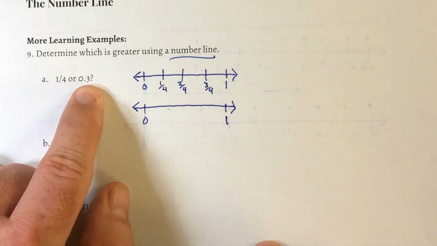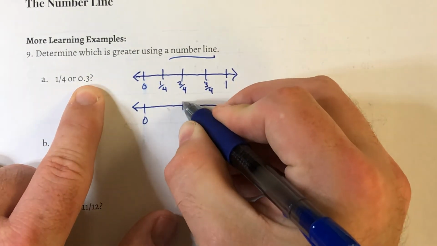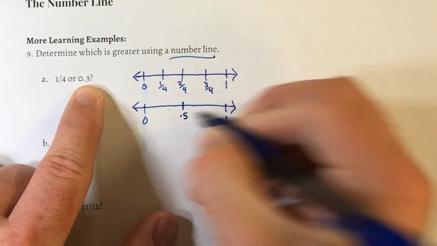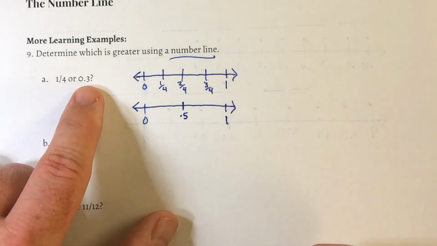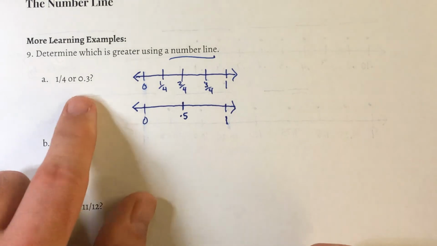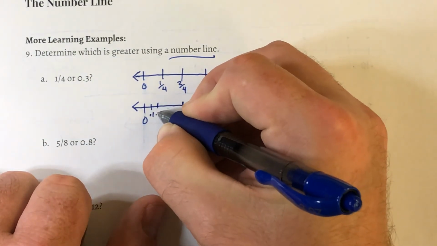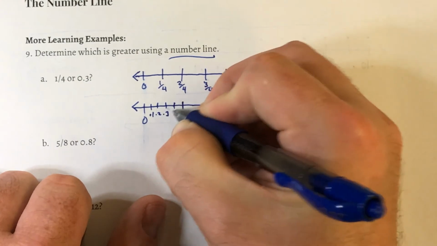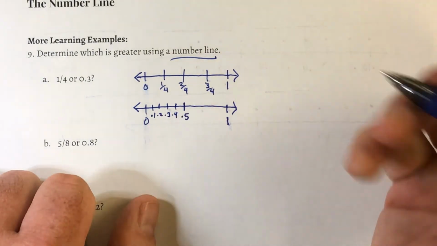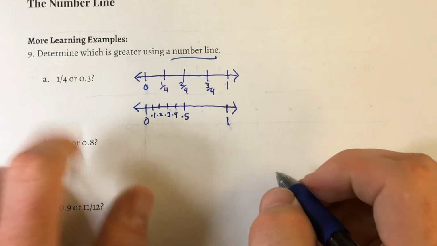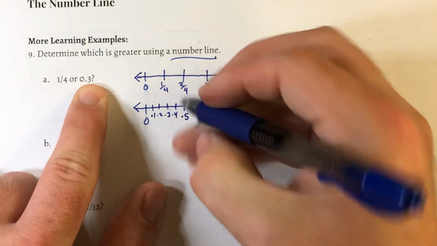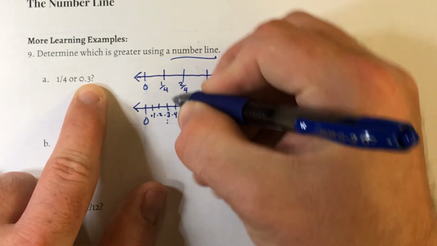Next, 3/10. Well, I know 5/10 is a half, so I'm going to put that as a placeholder in the middle. Now I'm going to count by 0.1s, or 1/10. So 1/10, 2/10, 3/10, 4/10. Make sure you're trying to space them out as perfect as you can. Do I need to go further? Not really, because I have my 0.3 right here.